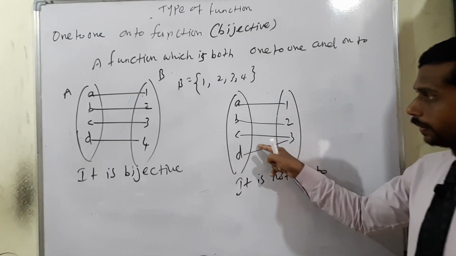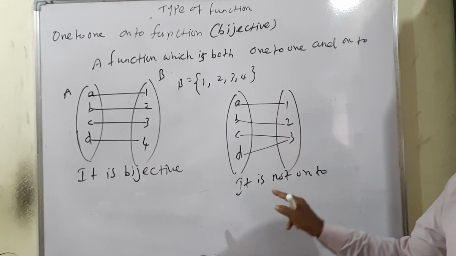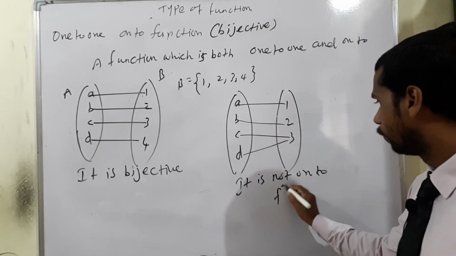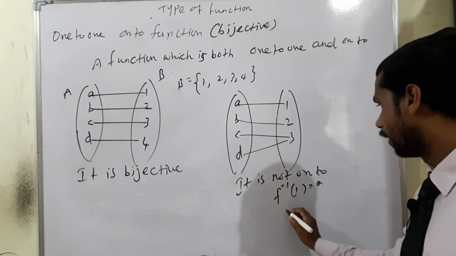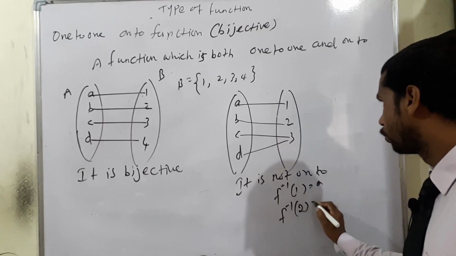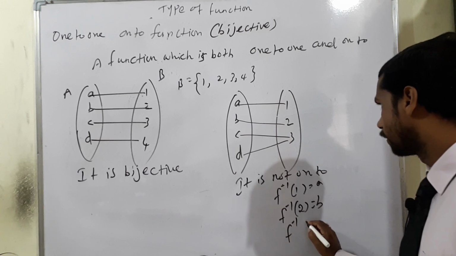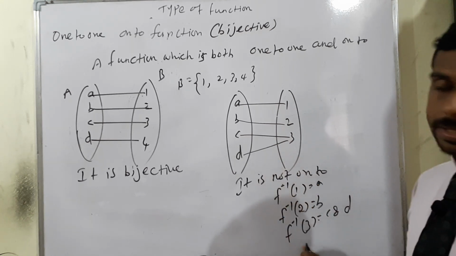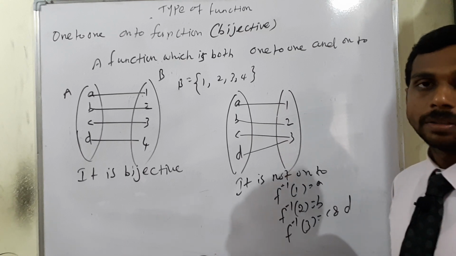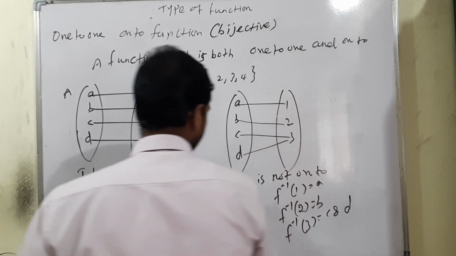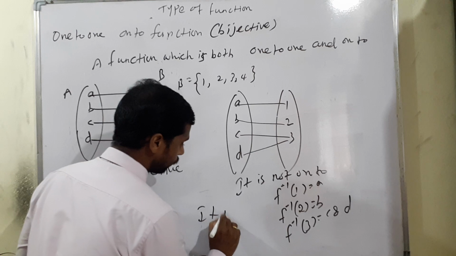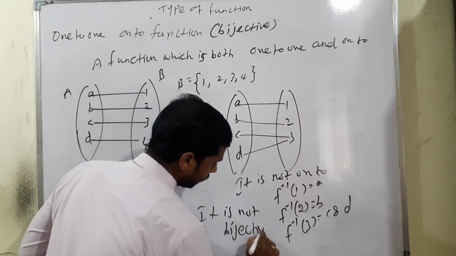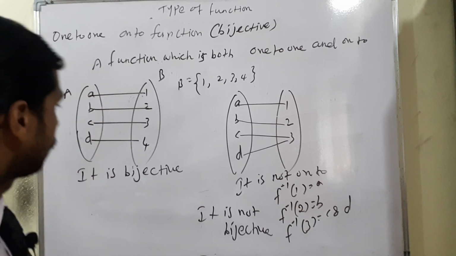But whether it is onto, yes, sure, it is onto. Therefore, how to make the pre-image? F inverse of 1 is equal to A, F inverse of 2 is equal to B, at the same time F inverse of 3 is equal to C and D. We can say it is onto, but if any one is not satisfied, we can say it is not bijective.